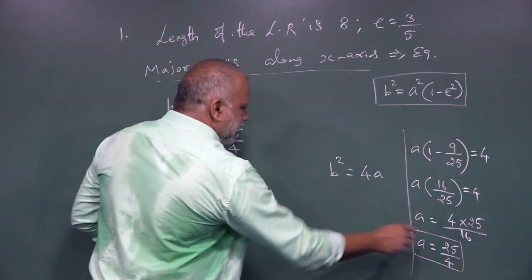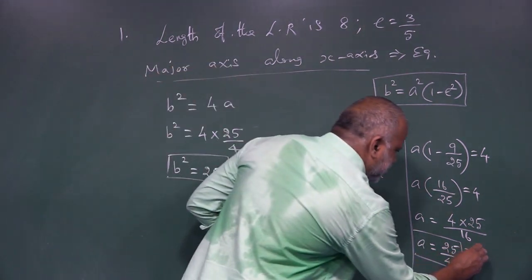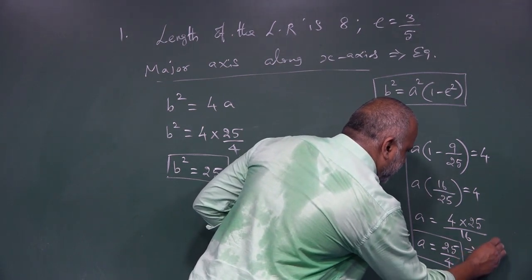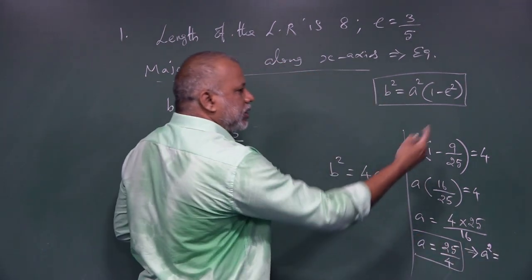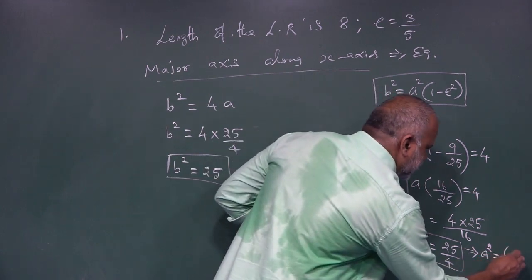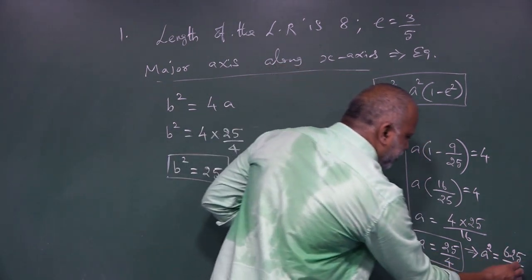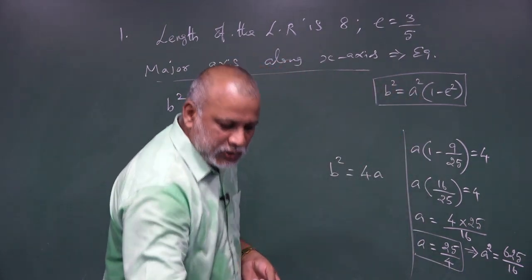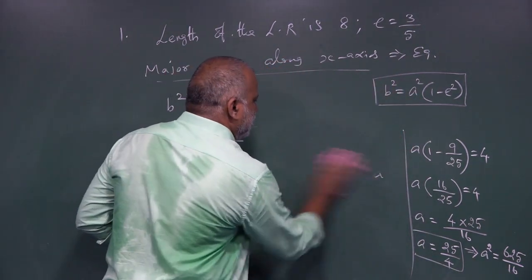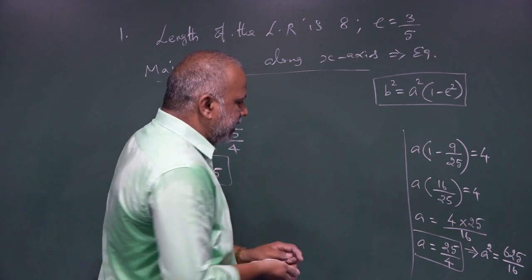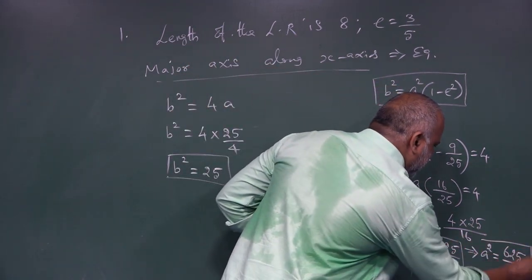See here, we already worked out a. We need a squared. That means a squared equals, what is the value? 25 squared means 625, and 4 squared means 16. So from this, we are able to justify that the given ellipse belongs to type number 1.